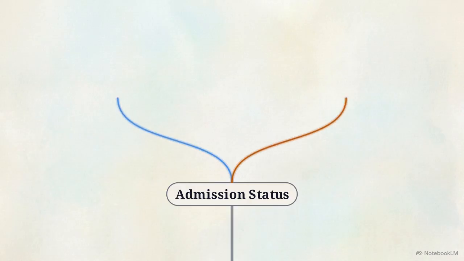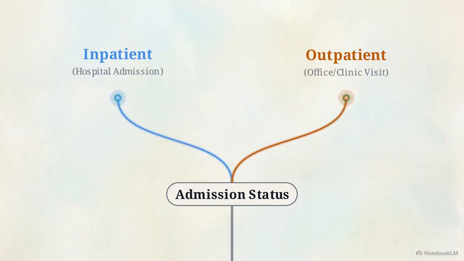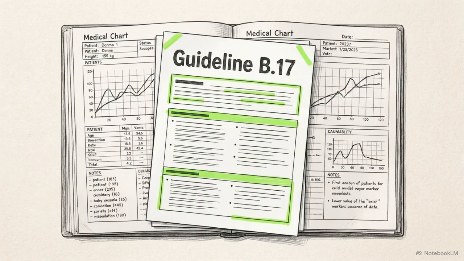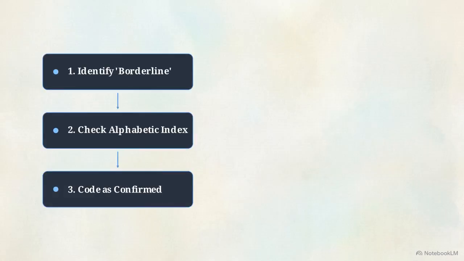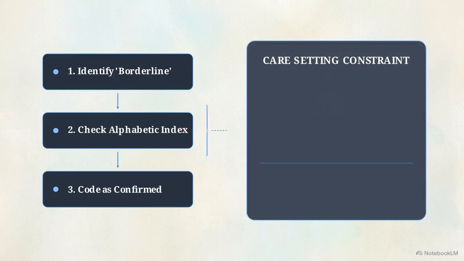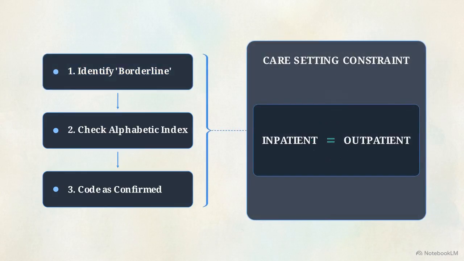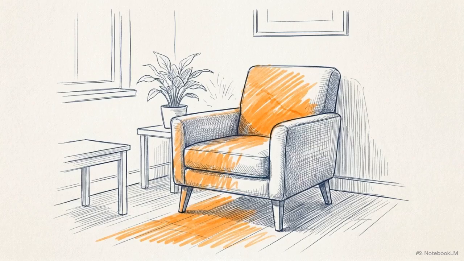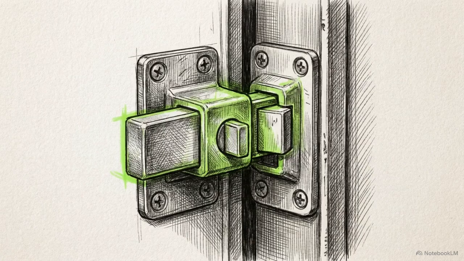ICD-10-CM rules frequently split based on admission status, forcing coders to apply different logic for inpatient versus outpatient encounters. Guideline B.17 is entirely immune to these setting-based variations. Adding the setting constraint to our decision matrix proves its universality. For borderline conditions, inpatient logic is identical to outpatient logic. Whether admitted to a trauma ward or seen for a routine visit, this coding pathway remains locked.